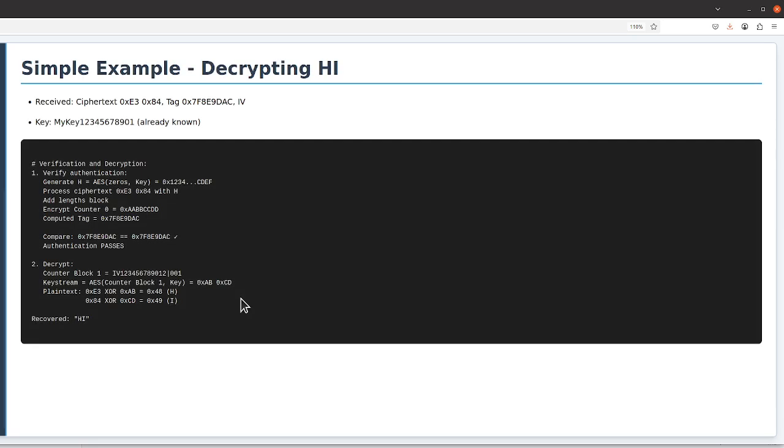Simple example: decrypting and verifying. Now let's see how the receiver decrypts and verifies the message. The receiver has the ciphertext 0xE3, 0x84, the authentication tag 0x7F, 8E, 9D, AC, and the IV, beginning with 12, ending with 12. The receiver also has the secret key, my key, beginning with 12, ending with 01.